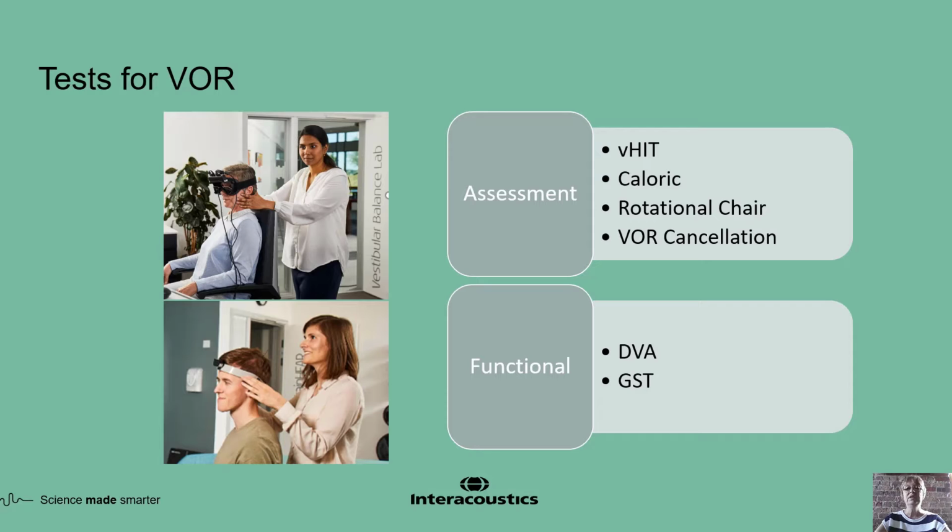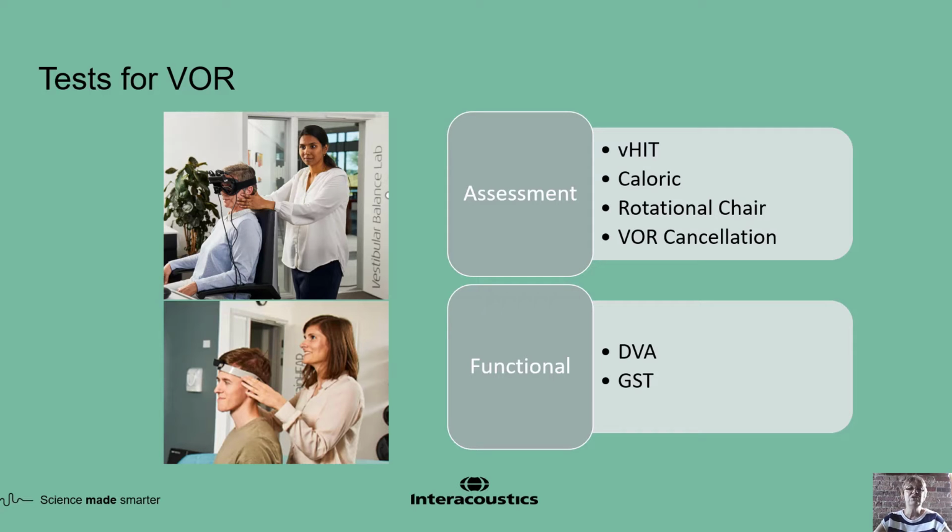We have clinical assessment tools: video head impulse test, caloric, rotational chair, VOR cancellation. These tests use a head sensor, so a device that measures the head motion, as well as recording devices for the eyes. So we'll be looking at where are the eyes in relationship to where is the head.